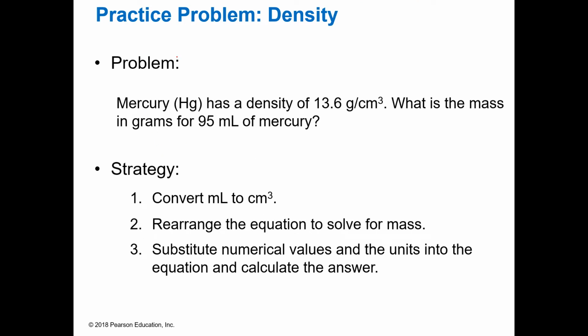All right, so let's look at this problem. Mercury has a density of 13.6 grams per centimeter cubed. What is the mass in grams for 95 milliliters of mercury? Okay, so first I need to tell you, and this is something that you should write down for later, 1 milliliter is equal to 1 centimeter cubed.